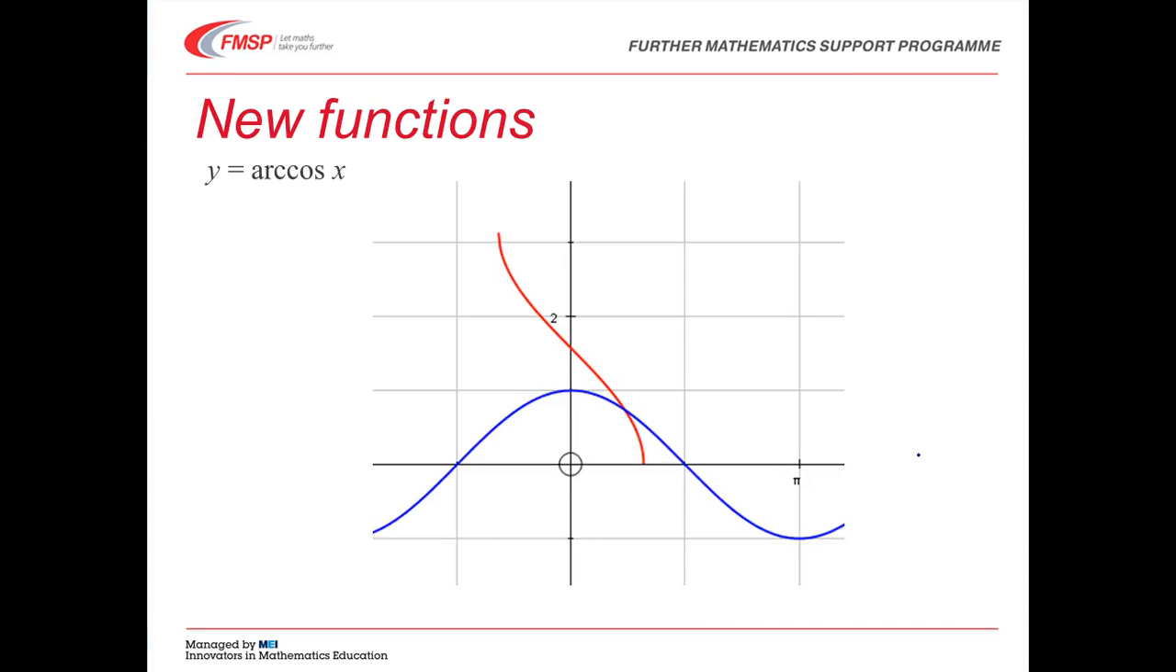So this is what they look like on the same axis drawn carefully. The red one is arc cos and the blue one is cos of x. So that maximum value there is pi. The crossing point there is pi over 2, and the inputs range from -1 to 1.